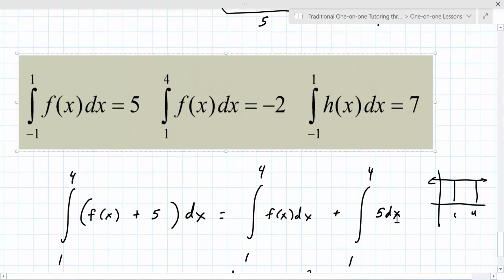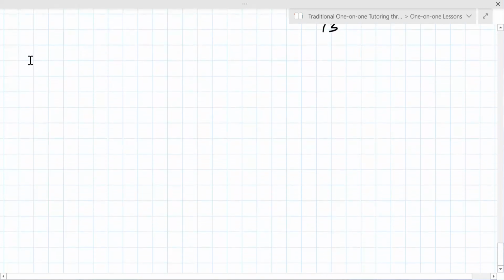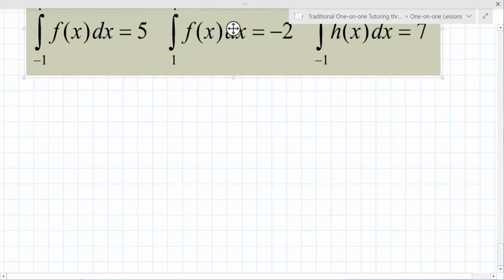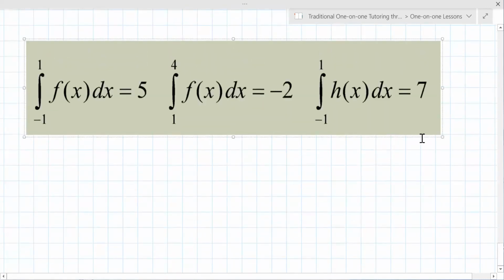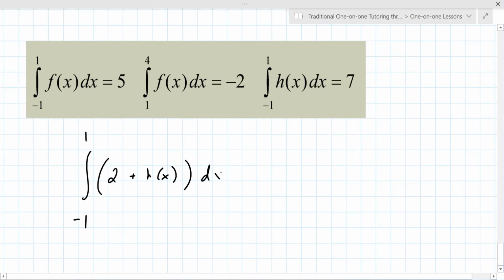So let's try another one. There's a lot of these we can do, but do you feel like that was clear? Yeah. Okay, so I'll give you one like that next. Maybe I need to make this a little smaller. Okay. Let's go integral -1 to 1, 2 plus h of x dx. Can you try this one on your own, please?